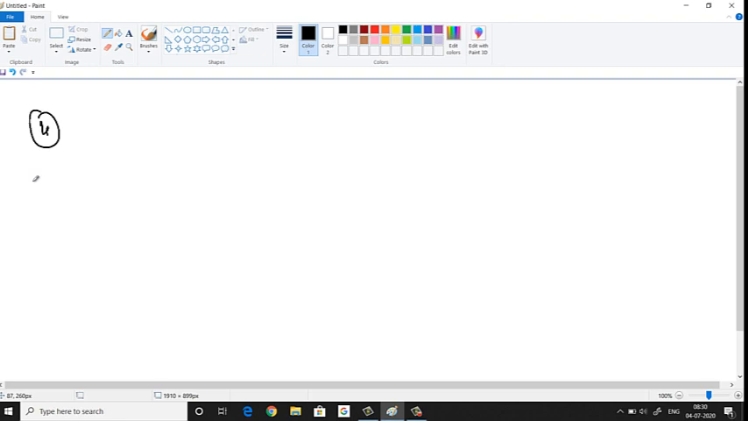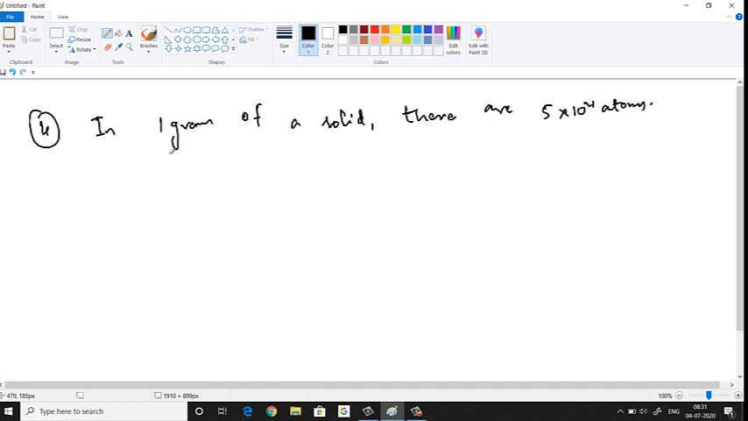Next question. So let us do one of this type also. This question I have done before actually in the class. The question is like this: in 1 gram of a solid, there are 5 into 10 power 21 atoms. So inside 1 gram of solid, how many atoms do we have? 5 into 10 power 21 atoms.